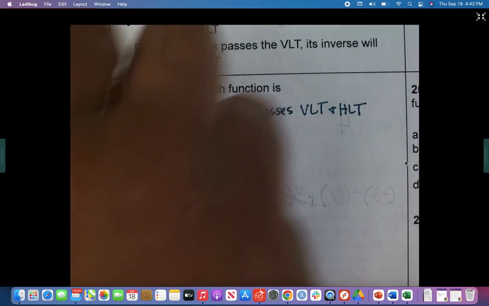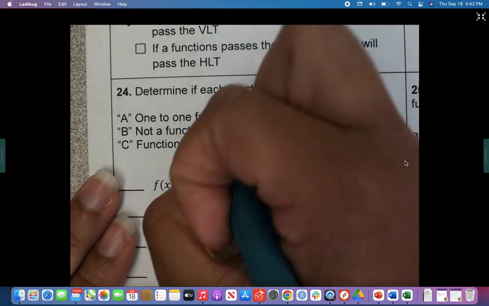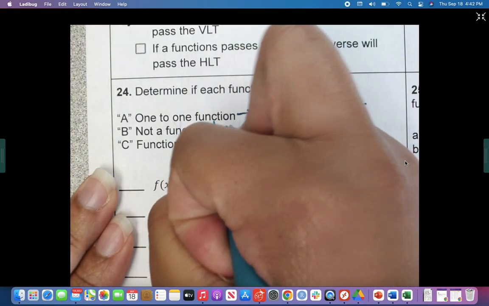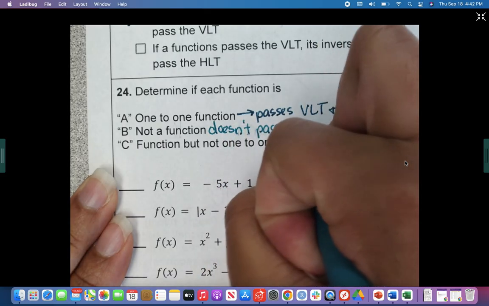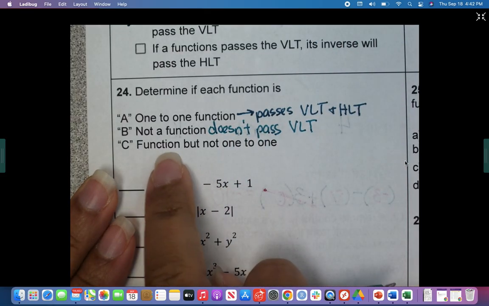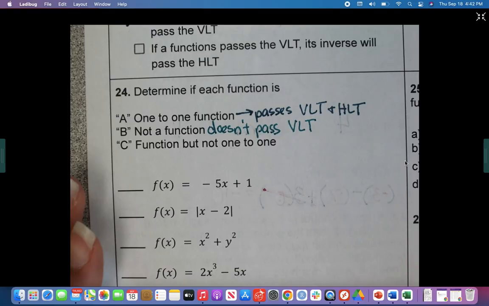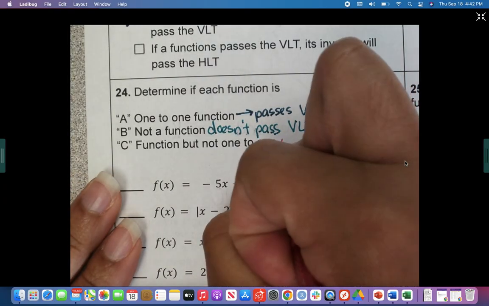All right, if it's not a function, that means it doesn't pass the vertical. And then if it's a function but not one-to-one, that means it only passes the vertical.